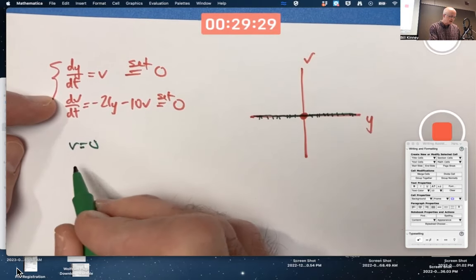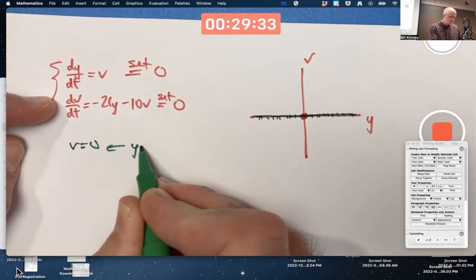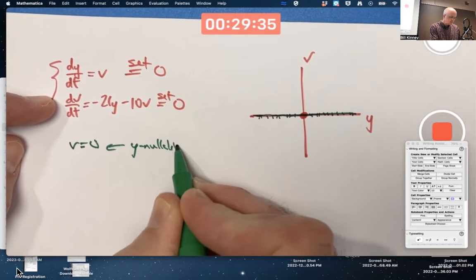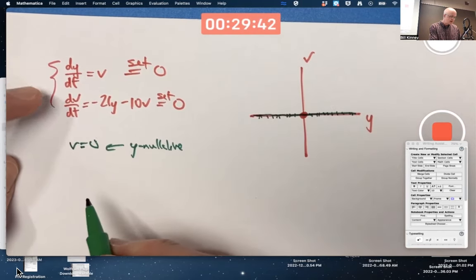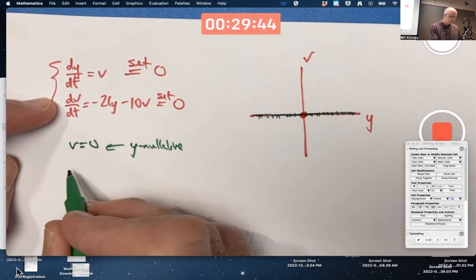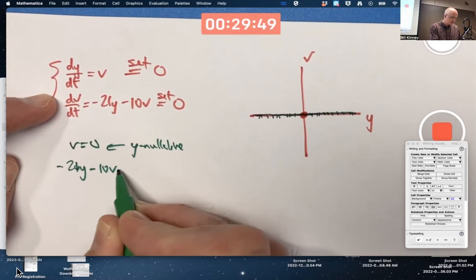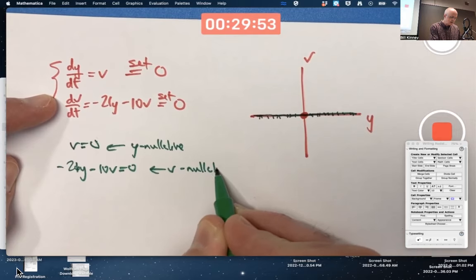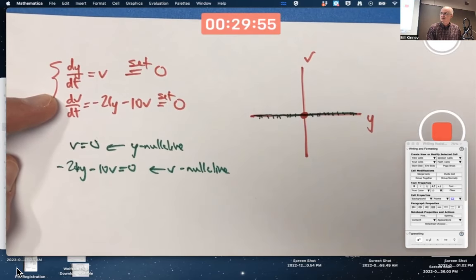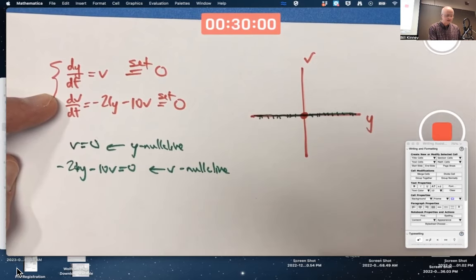The other equation is, in this case, the v-nullcline. This is the y-nullcline, where dy/dt is 0. Y is horizontal. The v-nullcline, v is vertical, is where negative 21y minus 10v is 0. That's the v-nullcline. Solutions will cross that with horizontal tangents. Vectors in the vector field will point straight to the right or point straight to the left.